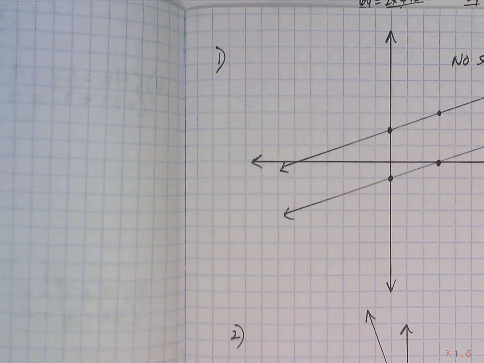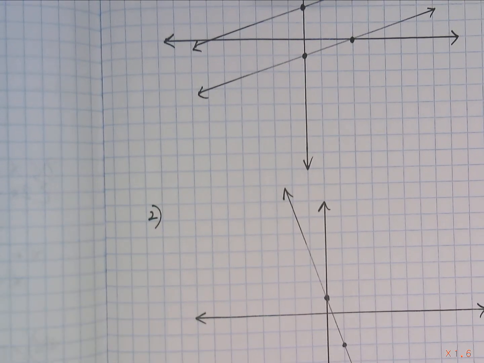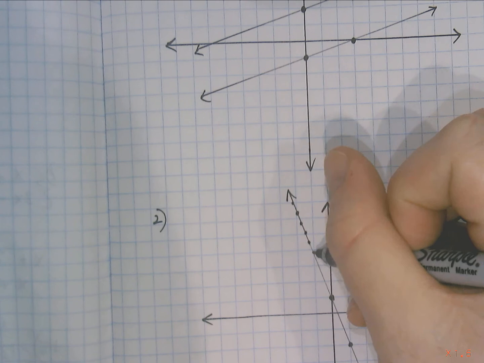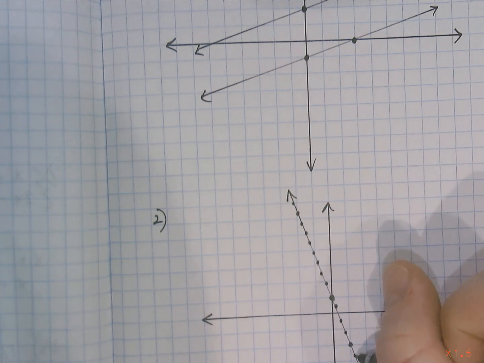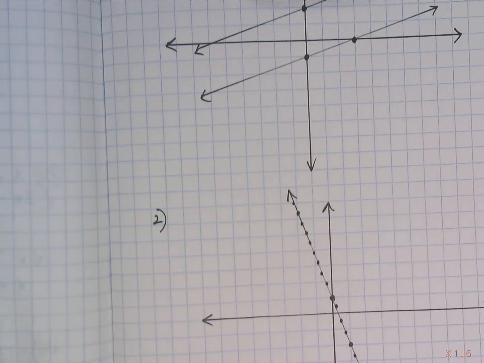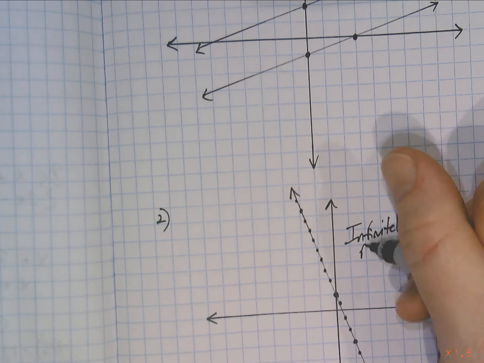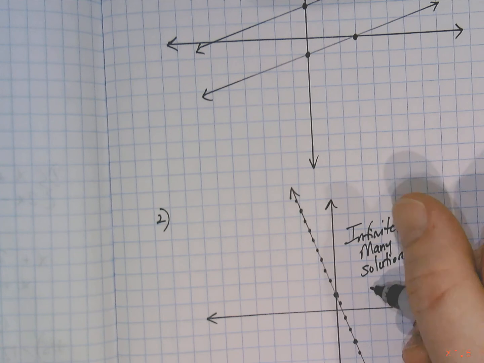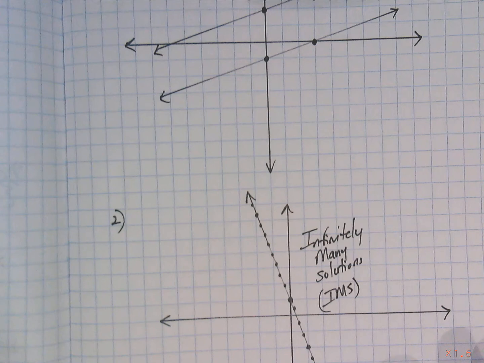Typically, lines, when they cross each other, they're going to cross each other at one point. But here, because they're on top of each other, they're going to basically fall on top of each other at every single point on this line. There's so many points that both lines cross each other at because they're essentially the same line. So that's infinitely many solutions. I call it IMS, since I'm lazy. All right, so that's it.